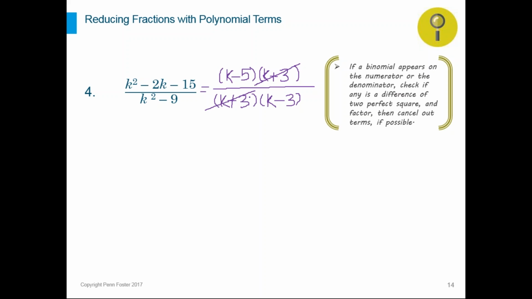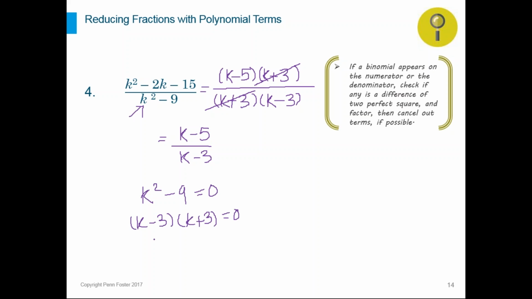Cancel and cancel k plus 3, and nothing else is common. Then your answer is k minus 5 over k minus 3. Illegal values, original denominator. K squared minus 9 equals 0. Factor, we did already the factors for these, so it's k minus 3 times k plus 3. Either k minus 3 equals 0, and that makes k equals 3, or k plus 3 equals 0, and that makes k equals negative 3. Then these are the illegal values.